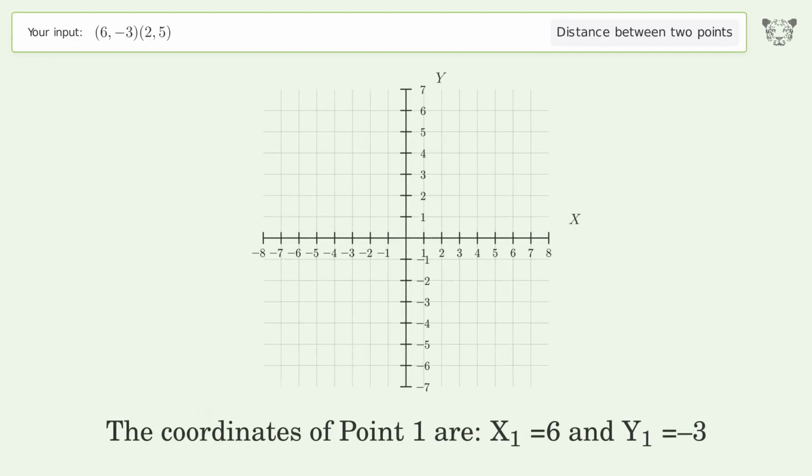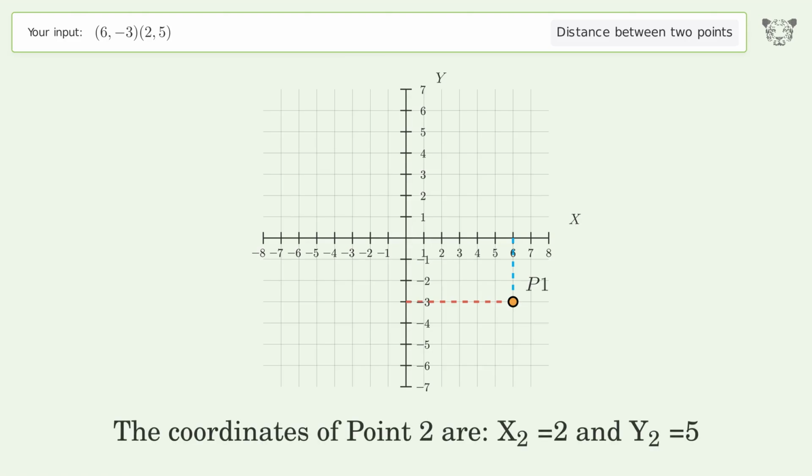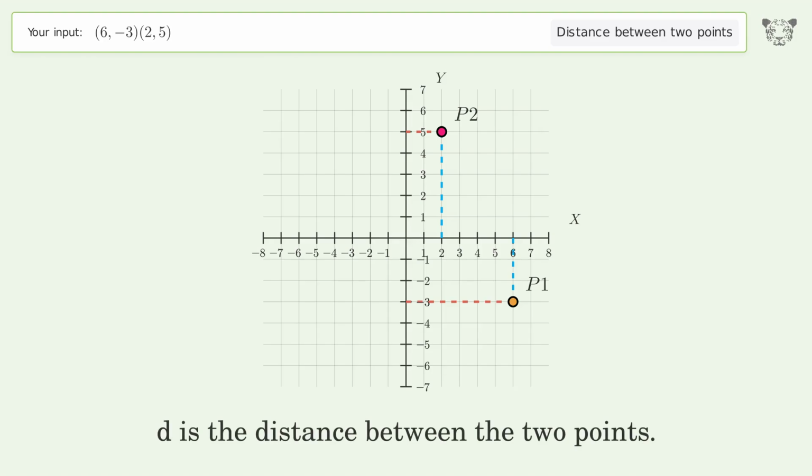The coordinates of point 1 are x1 equals 6 and y1 equals -3. The coordinates of point 2 are x2 equals 2 and y2 equals 5. D is the distance between the 2 points.